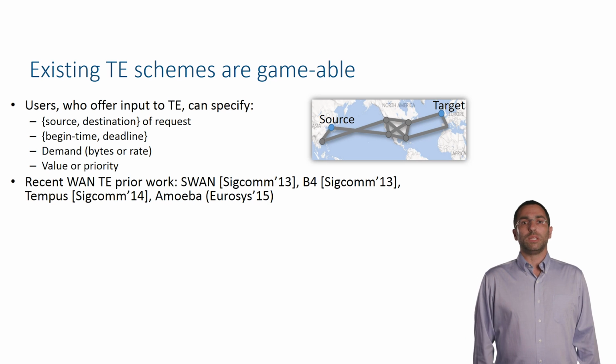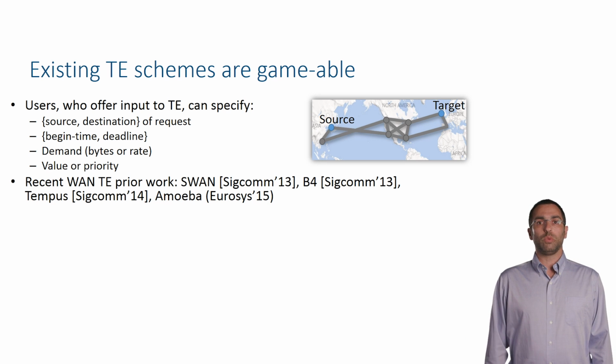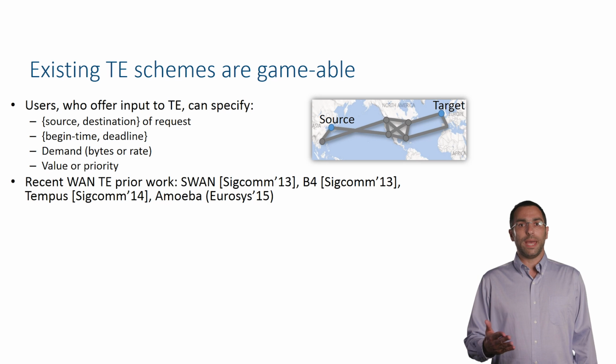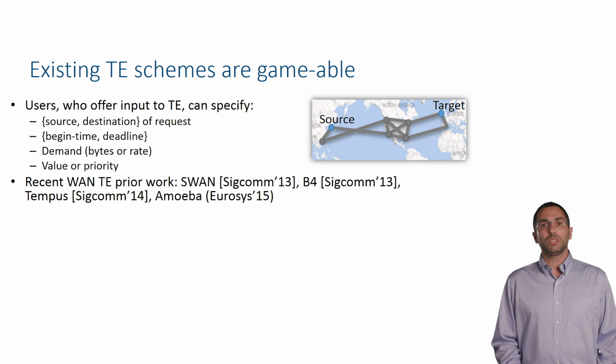Let's dive in a little bit to understand what the input to TE looks like. A wide area network bandwidth request has a source and destination, and it may include a begin time and a deadline, a demand in the form of either total bytes or rate, and optionally a value or priority.